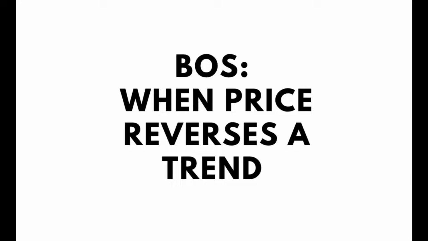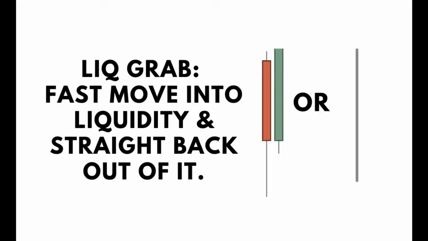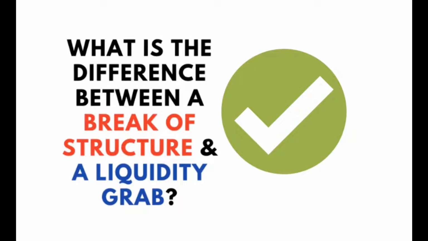Breaks of structure happen when price looks to reverse a trend and is generally confirmed by more than 2 or 3 candles that break above and stay above the high or low that was broken in the trend. Whereas a liquidity grab is a very fast movement, tends to most of the time be a wick that breaks a high or low, but can also be 2 or 3 candles that quickly then reverse back into the trend. So I hope what I've just gone over does clear up the difference between a liquidity grab and a break of structure.